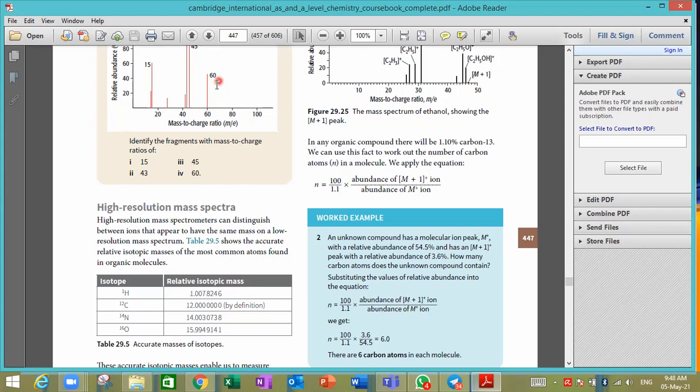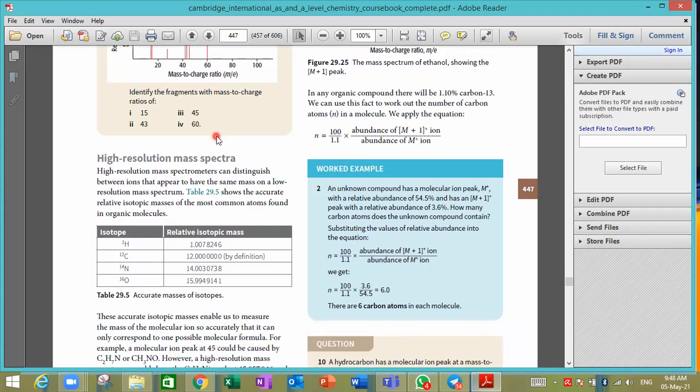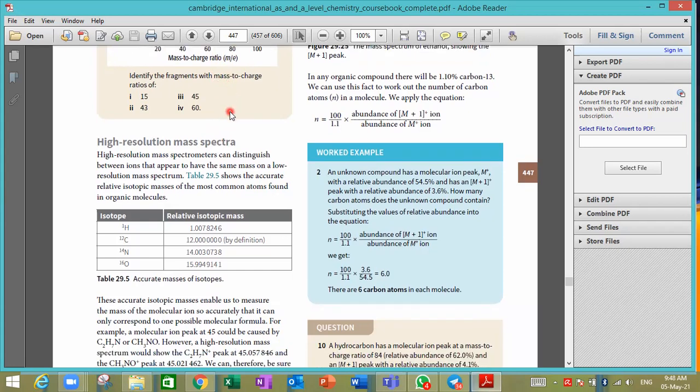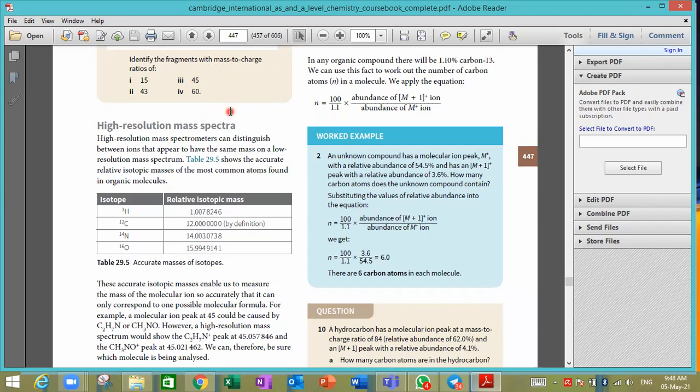So the molecular ion peak will show us the molecular mass of the compound. It could be of different molecules. So in order not to be confused about the molecular ion peak, whether it is from this compound or from that compound, if we calculated the molecular mass of two or more compounds, they will have the same molecular mass. To distinguish between them, we are going to use what we call the high resolution mass spectrum.